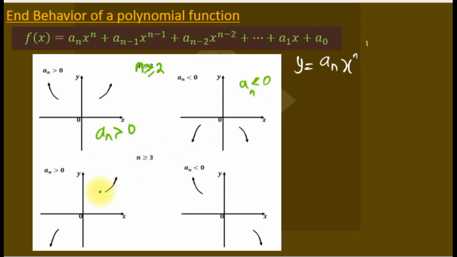So the last two is when n is an odd number greater than or equal to 3. This is when n is greater than or equal to 3 and is an odd number. So if an is greater than 0, it will end this way. So that's how it will end. But if it's less than 0, it will end this way. So it's very, very important. We are going to use it later.